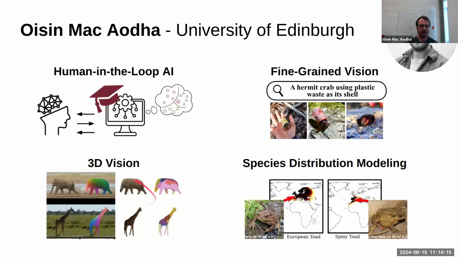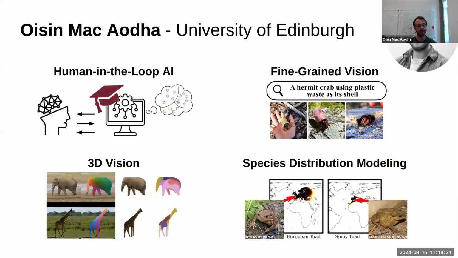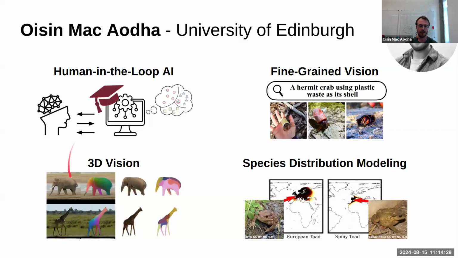In the bottom left here, we've got an example of computer vision, 3D vision, with a lot of my students working on core 3D vision tasks. So things like taking collections of images and learning how to extract deformable 3D meshes and shapes from them. That's something that I'm super excited about and interested in.